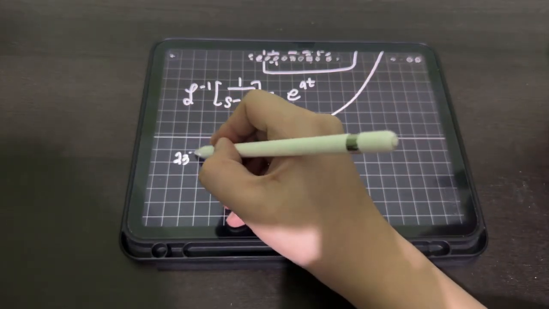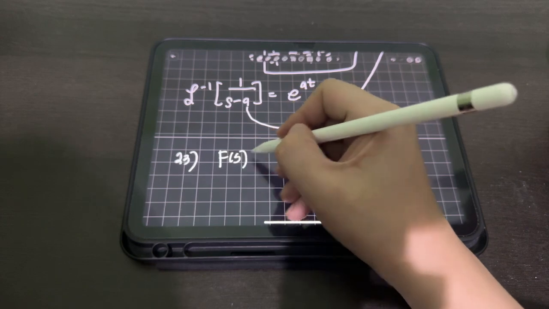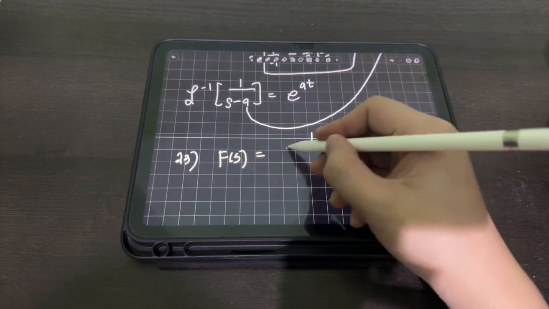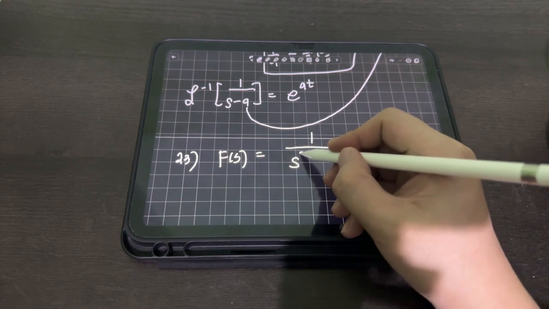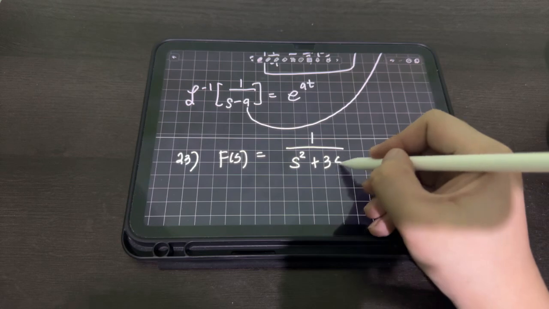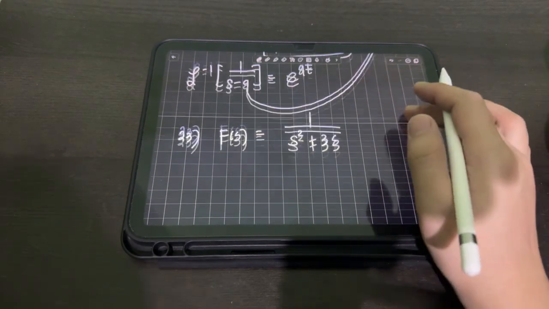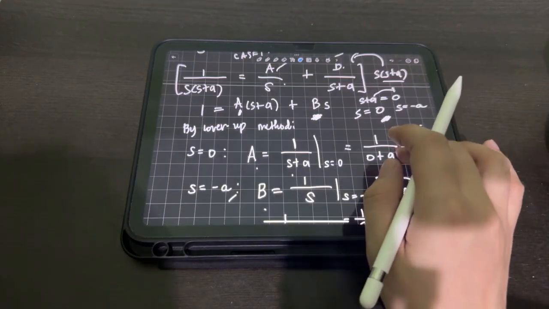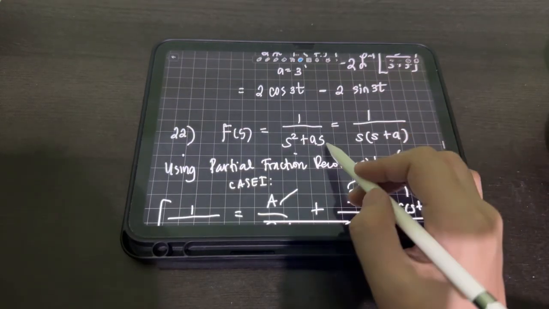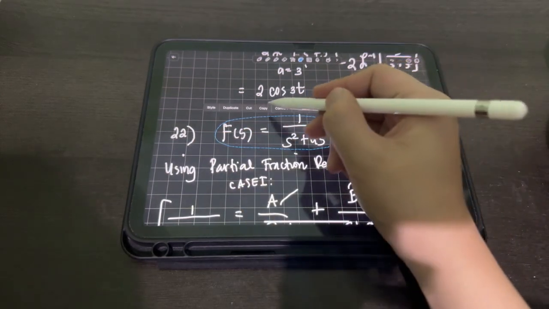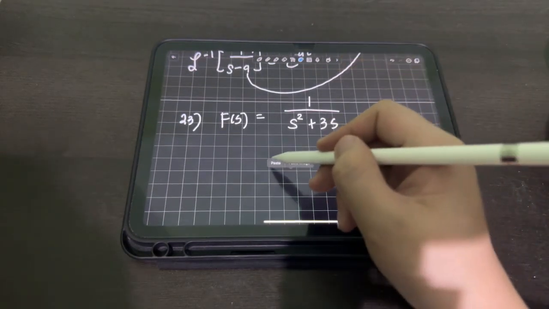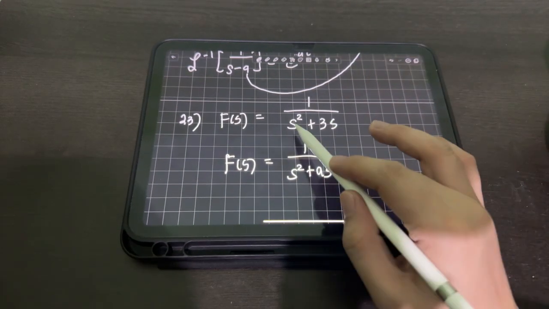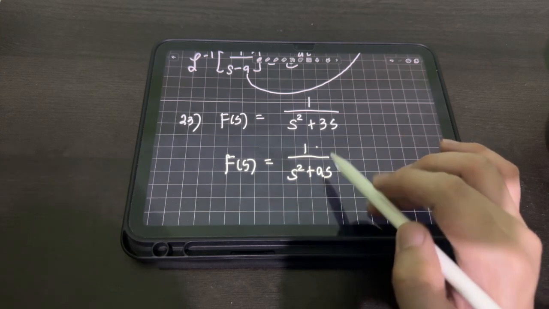23. What if f of s is equal to 1 over s squared plus 3s? So what do you notice? It's almost the same as the previous problem. Right here, this is the previous problem. If we try to compare the two, we have 1 over s squared plus 3s.